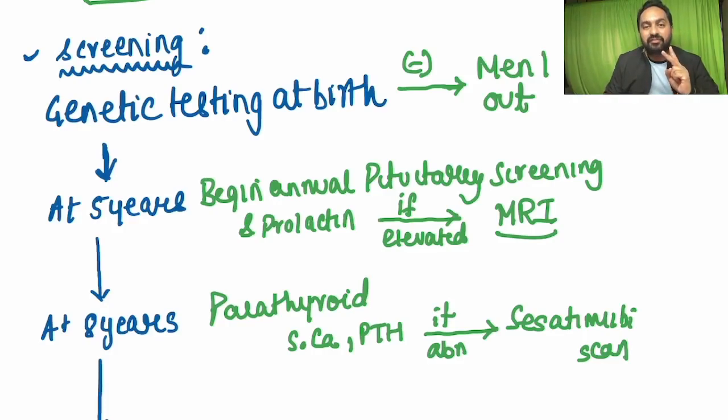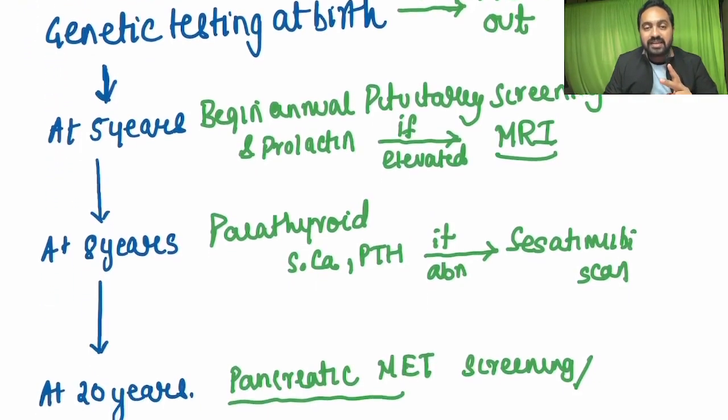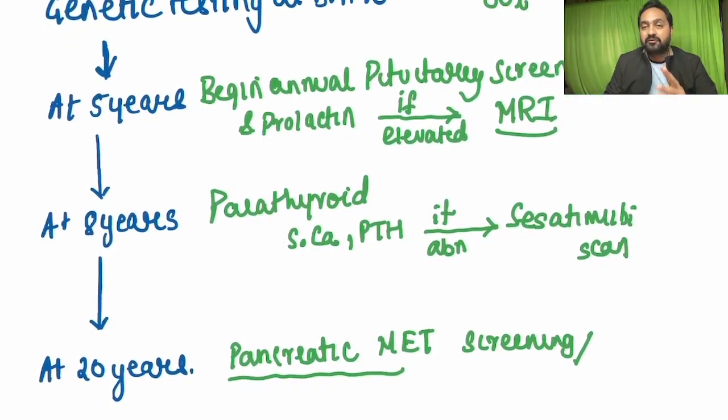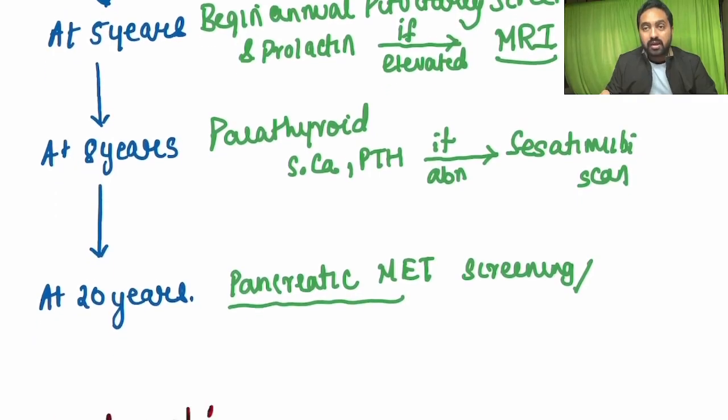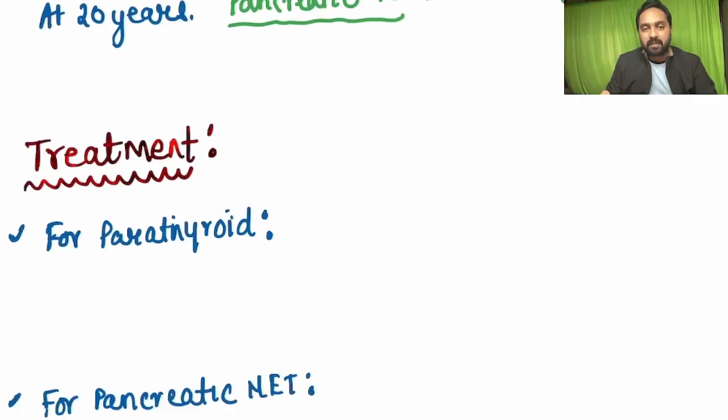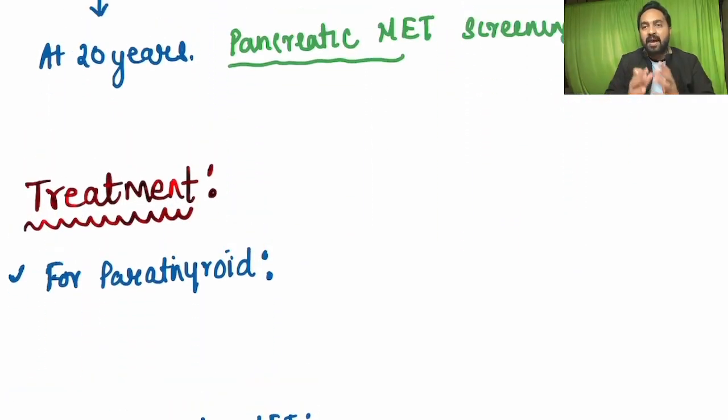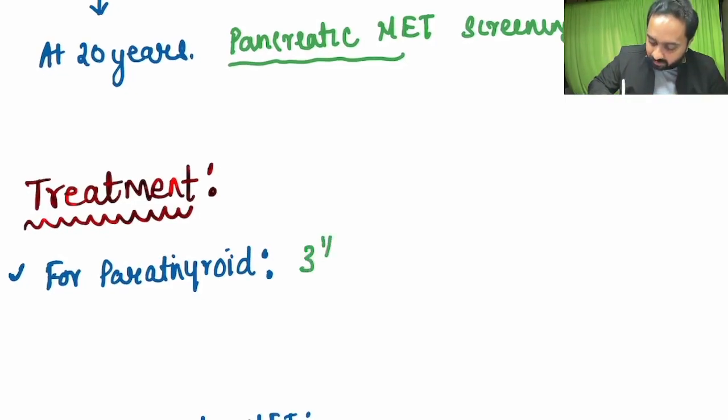Then at the age of 8 years, which would be the parathyroid screening, and at the age of 20 years, which would be the pancreatic neuroendocrine tumor screening. So now coming down to the treatment part. So what shall we do for parathyroid? We know that in parathyroid, it would be the hyperplasia, which is more common than adenoma. So this would require a 3.5 gland parathyroidectomy.